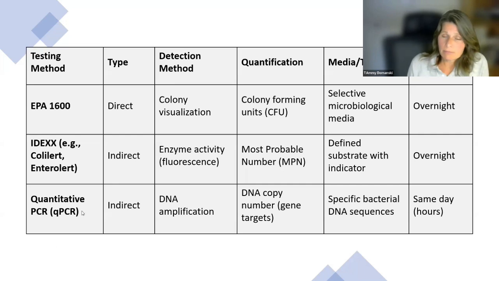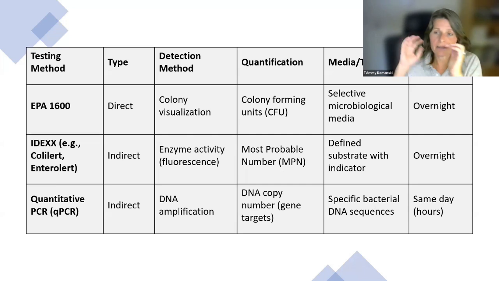The newest procedure is quantitative PCR. It's basically amplifying, looking for targets in the DNA, the specific targets for the bacteria. This is also indirect. If you're looking at gene targets, you're not directly looking at living cells. You're looking for targets. It could actually just be DNA that's in the water. Again, you're looking for sequences that are specific to those bacteria. In theory, you can have it the same day, so you can have the data later in the day.